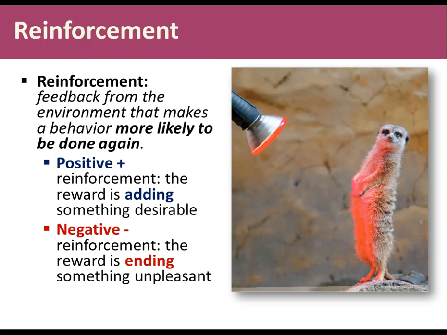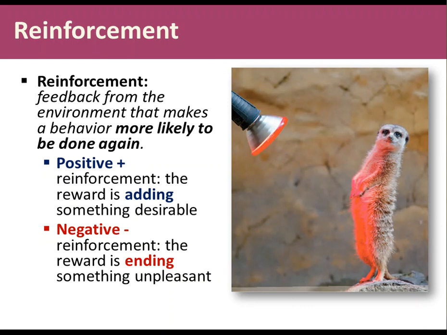So if you add something desirable, you're more likely to do that behavior that got you that desirable stuff. If we have negative reinforcement, we're ending something that we don't like, something that's unpleasant. Whatever led to ending something that is unpleasant, we're more likely to do that behavior too. That's also reinforcement. Again, remember what the definition is: feedback from the environment that makes a behavior more likely to be done again. So if we want to get something desirable, we do that thing that got us that desirable thing. If we want to end something unpleasant, we do that thing that helped us end that unpleasant thing.